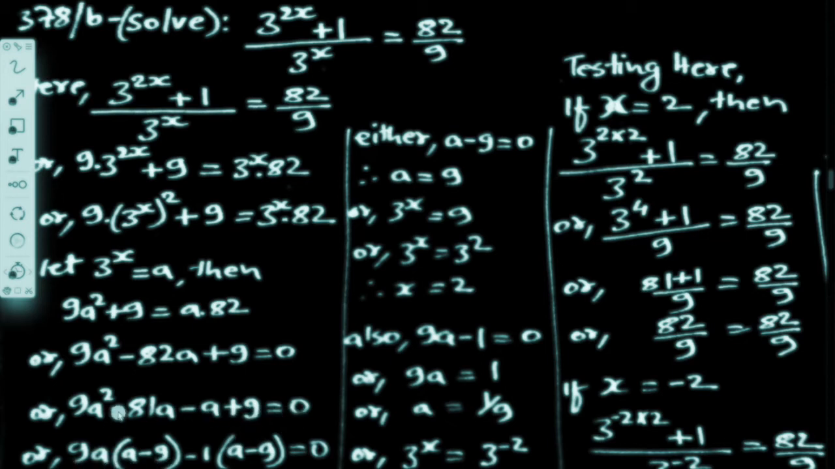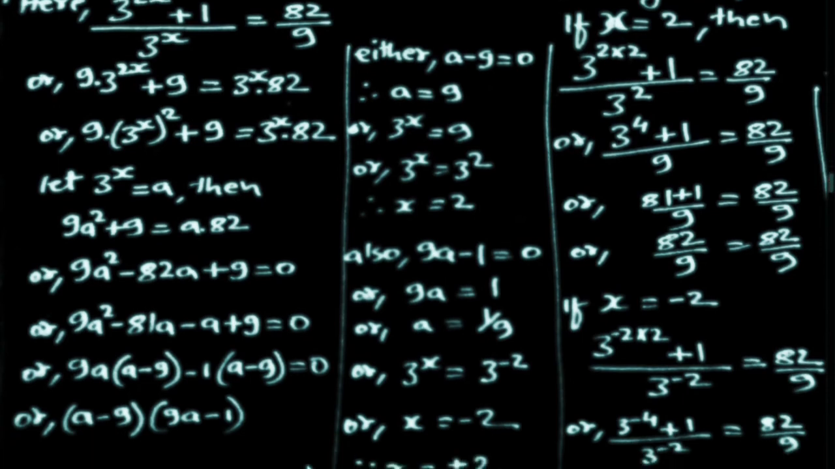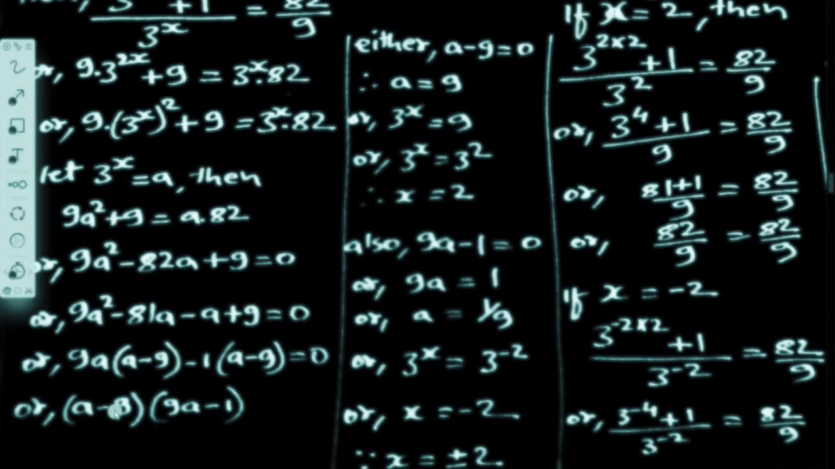Now from this we take 9a common, the rest is a minus 9. From the last two terms we take minus 1 common, the rest is a minus 9, equals 0. Here a minus 9 is the same in both, so place it ahead: a minus 9 times 9a minus 1 equals 0. Now these two are the factors of this expression, from which we can easily get the value of a as well as x.